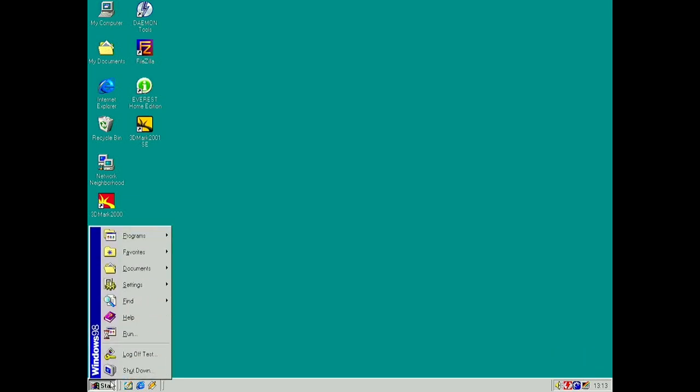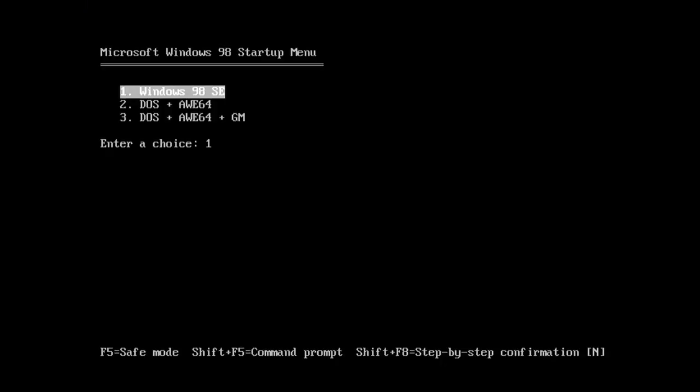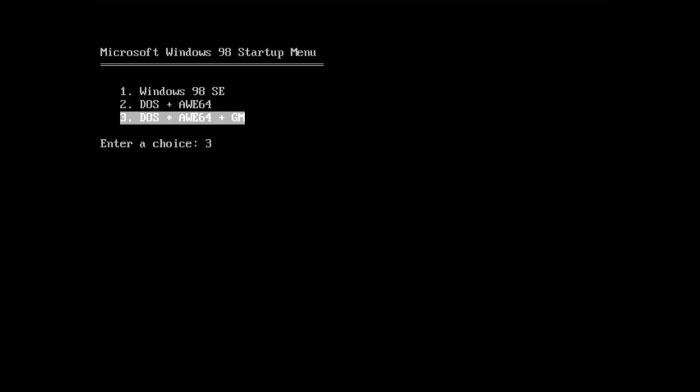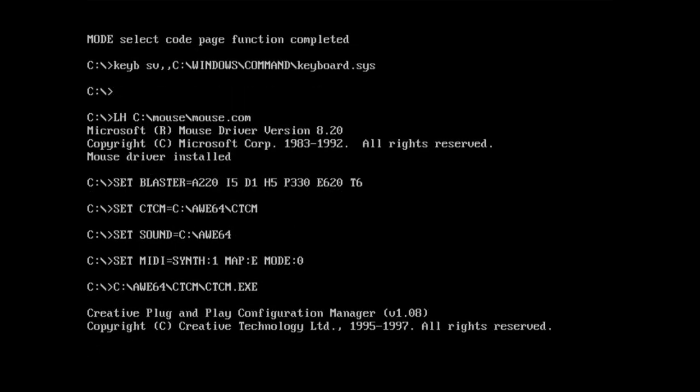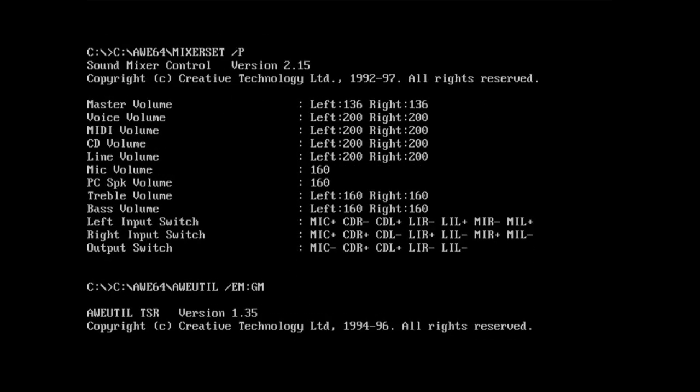So let's restart into DOS and try to run Doom there again. Here's our boot menu. Option 1, Windows 98, you don't want that. Then we've got DOS plus AWE64, which is the more traditional way of using it. Then we've got AWE64 here with General MIDI, so it's going to use that. So yeah, it sets all the environment variables and configures the card here.